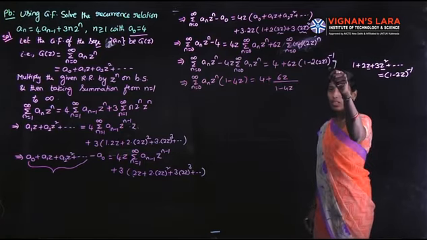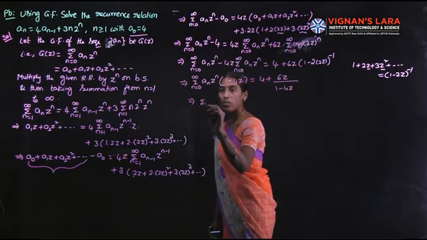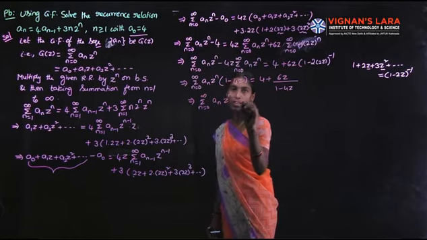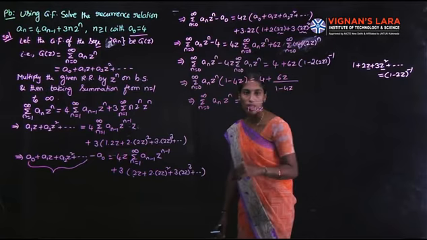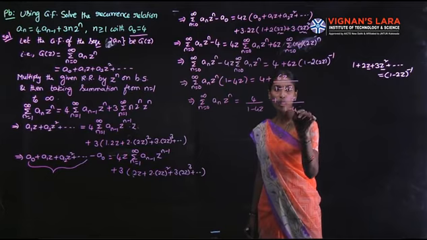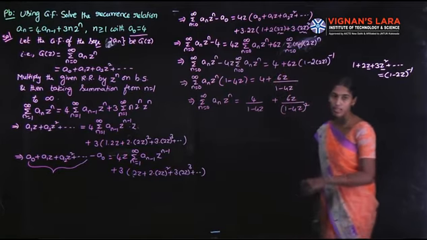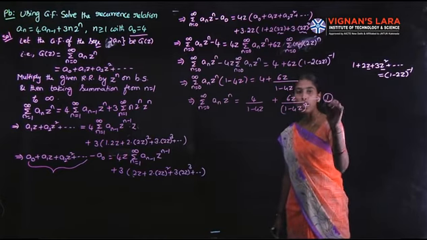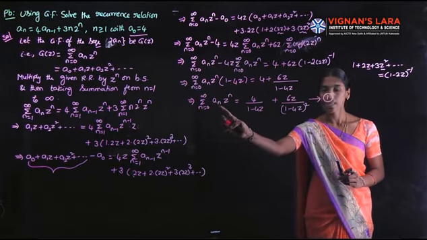Right, inverse in the denominator, right? So summation n equal to 0 to infinity a_n z^n is equal to 4 by 1 minus 4z plus 6z by (1 minus 4z) whole square. Take this term to the LHS side. Let it be equation 1. Now we need to express this in the form of sigma a_n z^n.